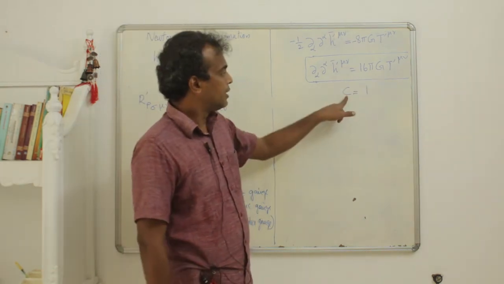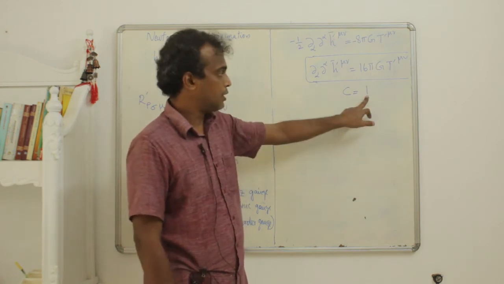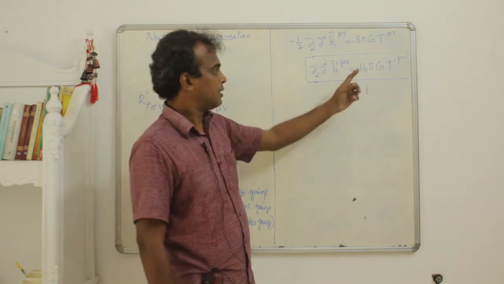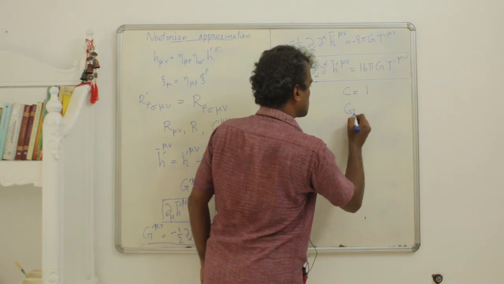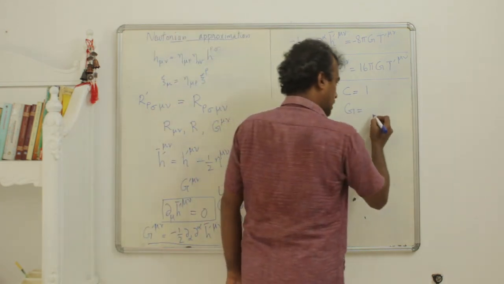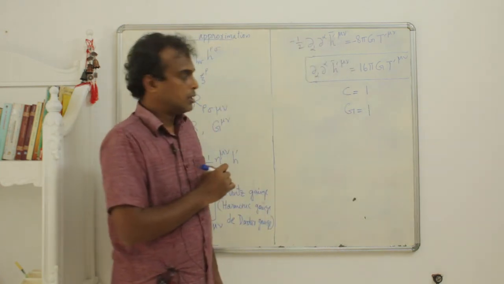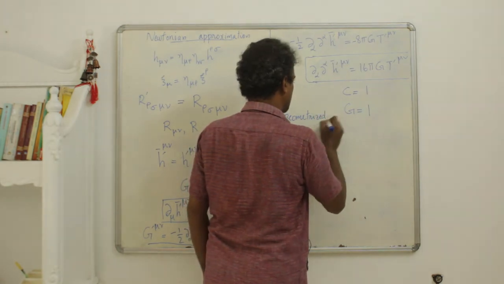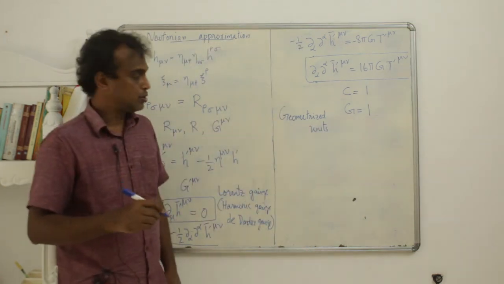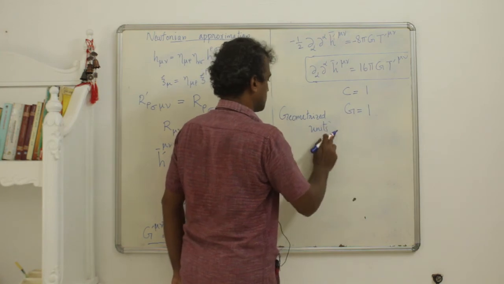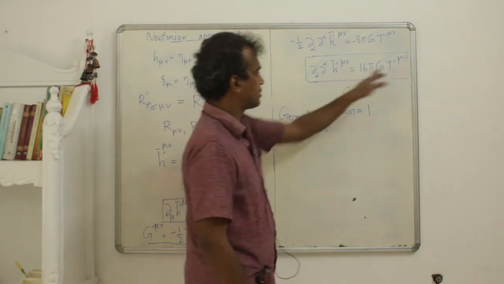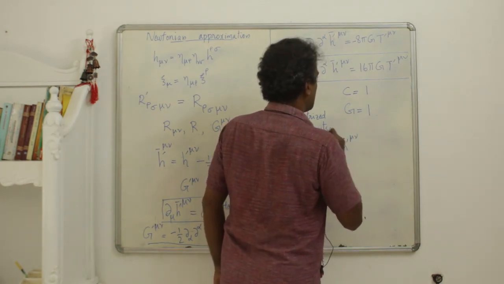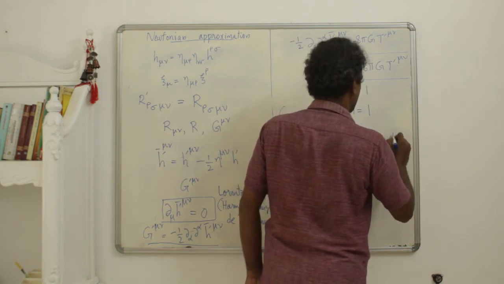Insofar we were working in units in which the speed of light was dimensionless and had value 1. Now we will choose a new unit in which we keep the speed of light to be dimensionless and at value 1. In addition, we will also choose Newton's gravitational constant to be dimensionless and with value 1. This choice of units is often called geometrized units or geometric units. In geometrized units, the Einstein equation would take the form del alpha del alpha h bar prime mu nu equal to 16 pi T prime mu nu.